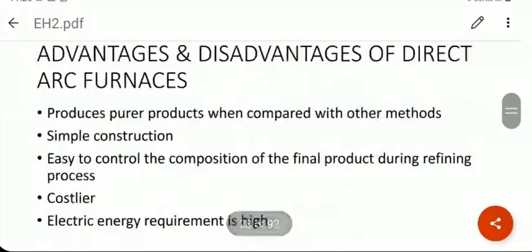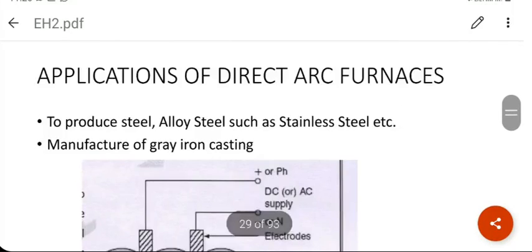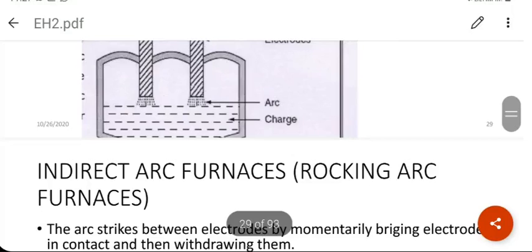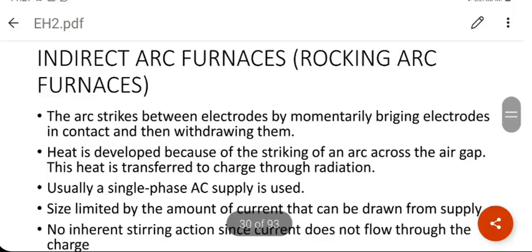Now, direct arc furnaces have their pros and cons. Okay. And they're simple in construction for sure. Product purity is better, but they are costlier. And energy required is much higher. Okay, so there's a lot of detail. Let me not go through each and everything, but at least the basics must be clear to you.